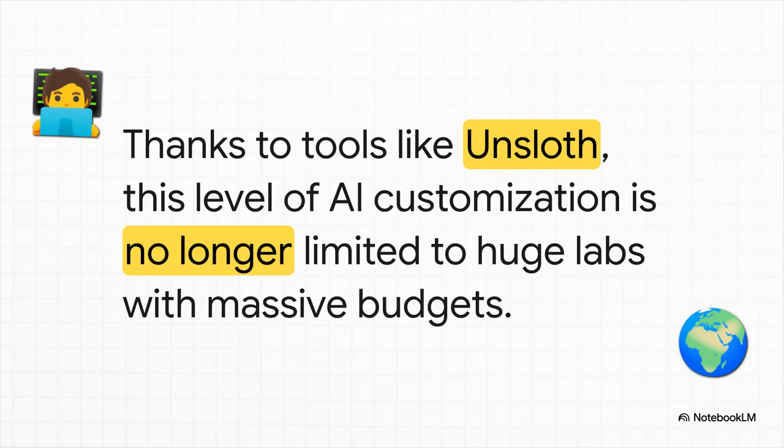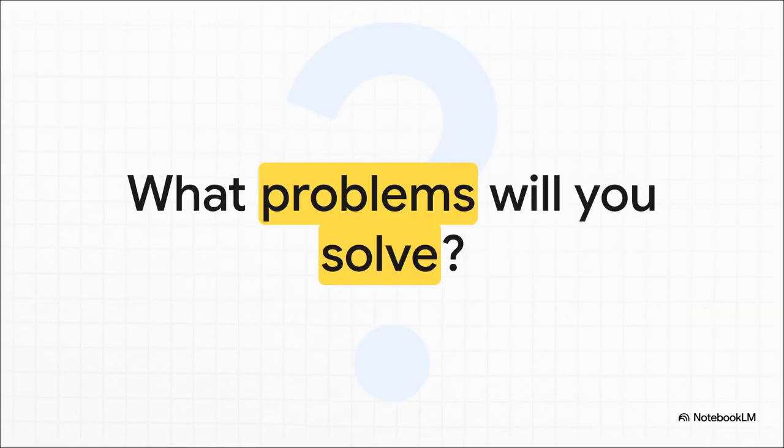And this is really the most important takeaway. This kind of powerful AI customization isn't just for huge labs with massive budgets anymore. Because of these amazing open source tools like Unsloth, you don't need a supercomputer. You can get these same results right from your own machine. And all of this leads to one final, really powerful thought. As these tools get easier and easier to use, the ability to create reliable, trustworthy AI is being put into more and more people's hands. So it's not really a question of if we can build smarter AI anymore. The question is, what are we going to choose to build with it? What problems will you solve?